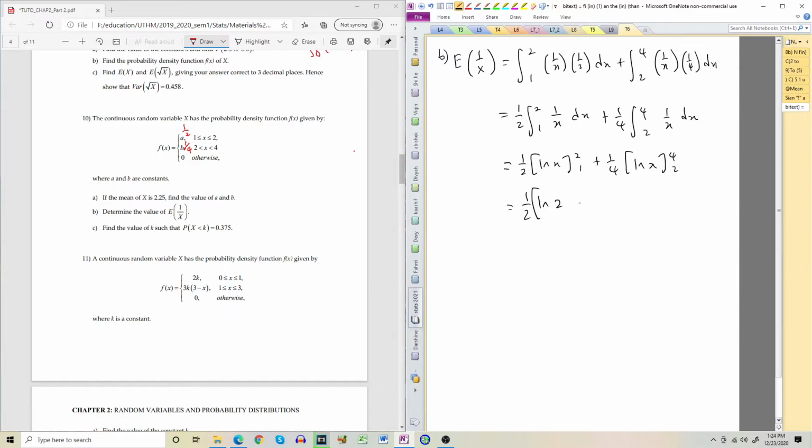Okay, let me do one by one, in case if you guys want to have detailed manner. So ln 1 is 0, so left is 1/2 ln 2. This one ln, we can write it become like this. This is actually ln 2, so ln 2. If you do this, then you will get 3 over 4. Simple algebraic computation. This is the answer.